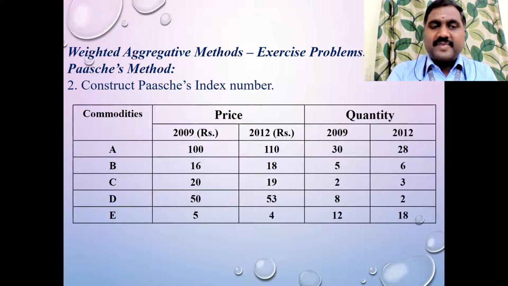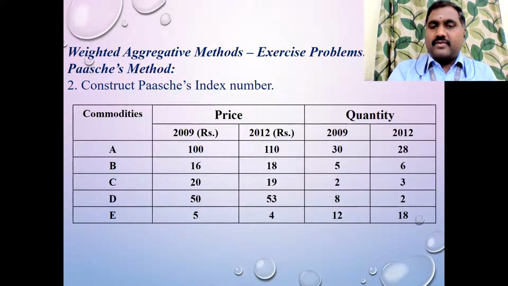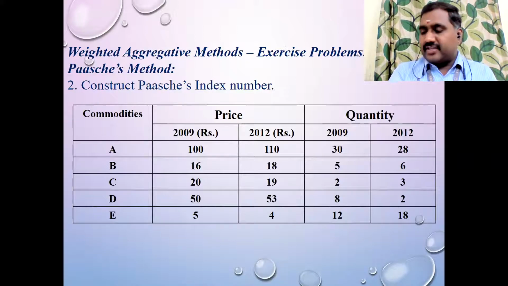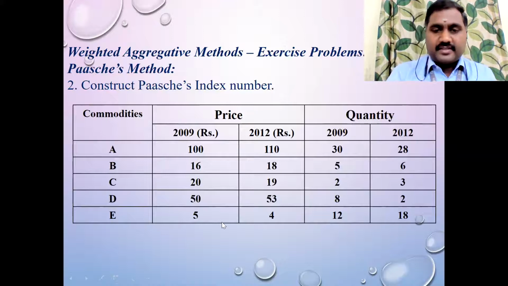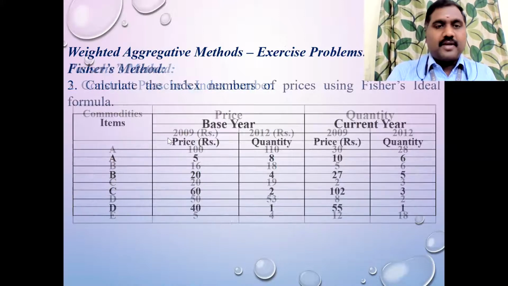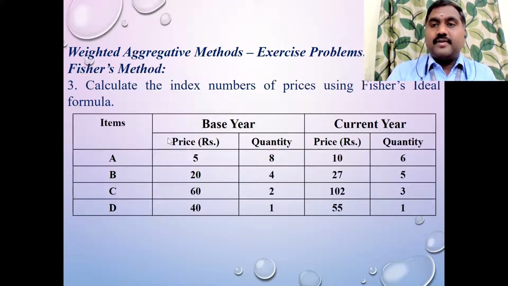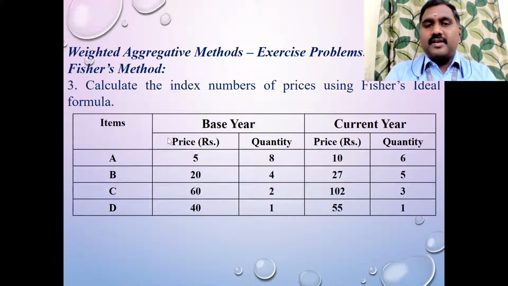And this is the Paasche method we worked out, right? Okay. And the next one is, today we will be seeing the Fisher method. We will see the general simple Fisher method, how to calculate the Fisher index number, and how to prove FRT and TRT. Now take down this problem. Third problem is Fisher method.